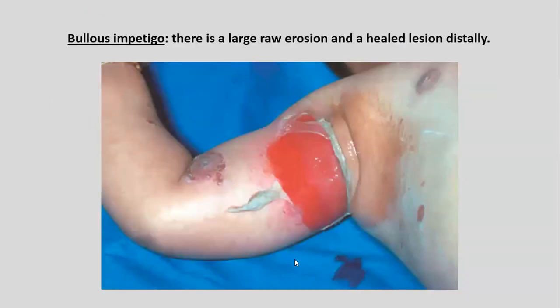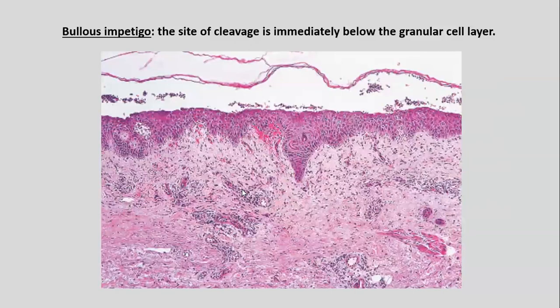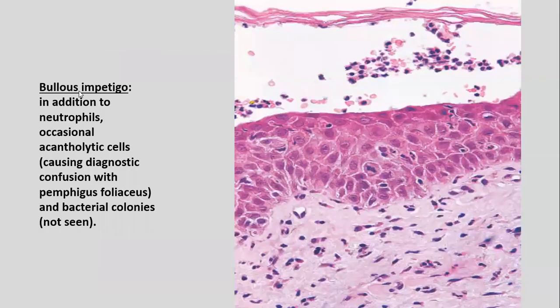Bullous impetigo. There are large raw erosions and a healing lesion distally. If this extends, it can lead to full-blown staphylococcal scalded skin syndrome. Histology of bullous impetigo shows a line of cleavage immediately below the granular cell layer. In addition to neutrophils, occasionally acantholytic cells are seen, and here it causes diagnostic confusion with pemphigus foliaceus.